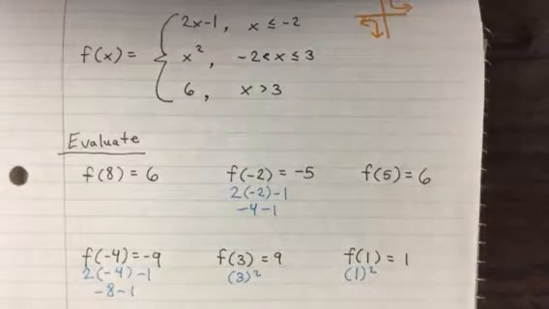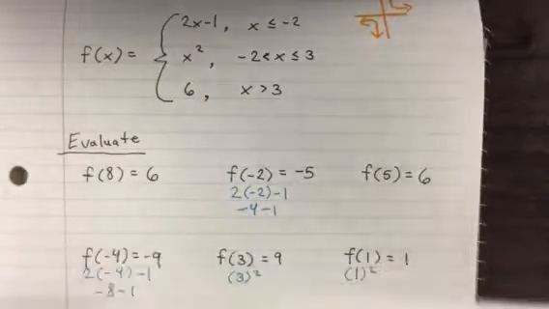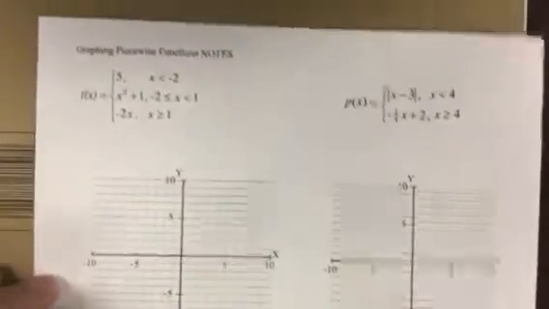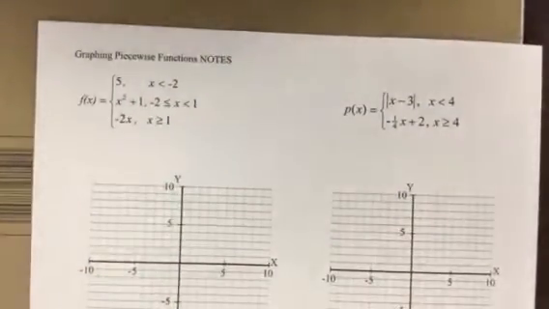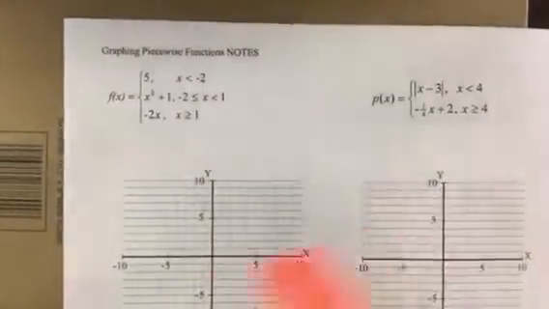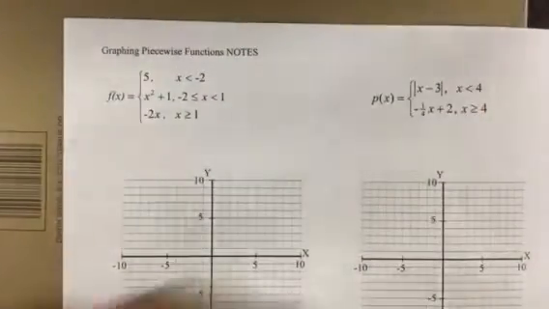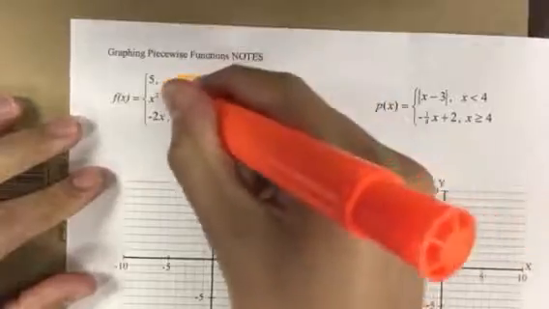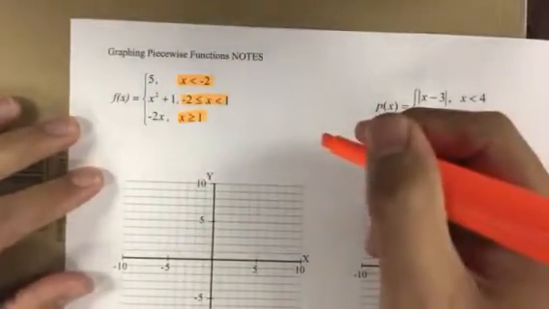Evaluation. Let's do the graphs. Okay, these are going to be our graphs. Alright, so what I like to do is look at our restrictions first. Okay? This restriction, that restriction. Okay?